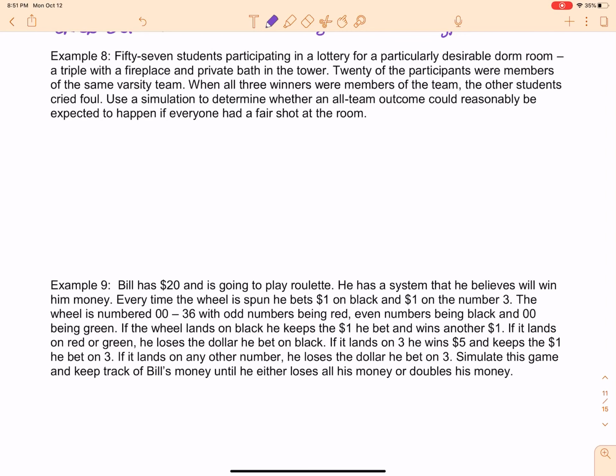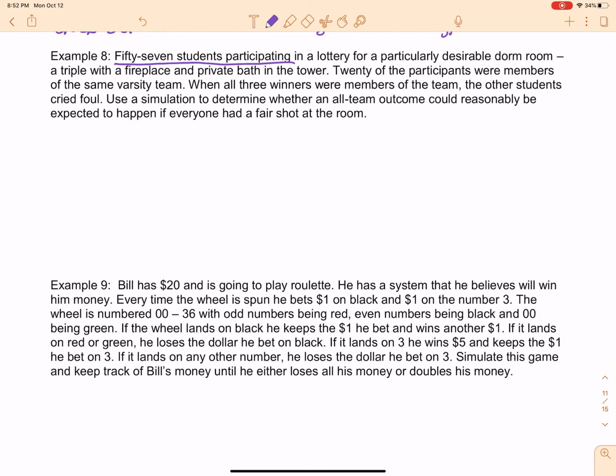All right, AP Statistics, here's your last simulation example. It's example 8 in your notes. Here's the situation. We have 57 students participating in a lottery for a particularly desirable dorm room. It is a triple with a fireplace and a private bath in the tower. How exciting.